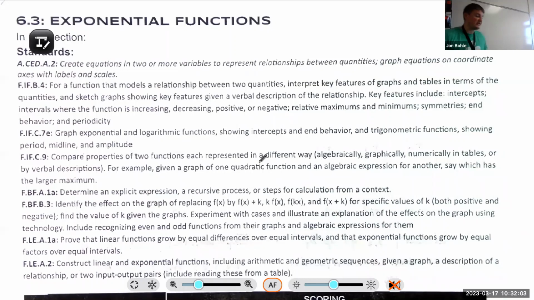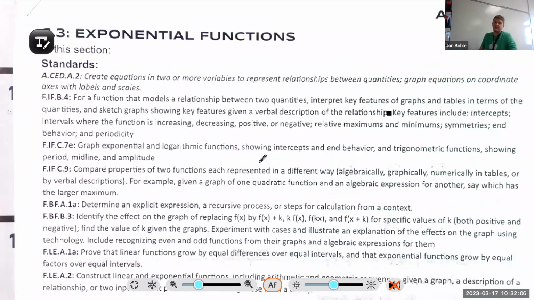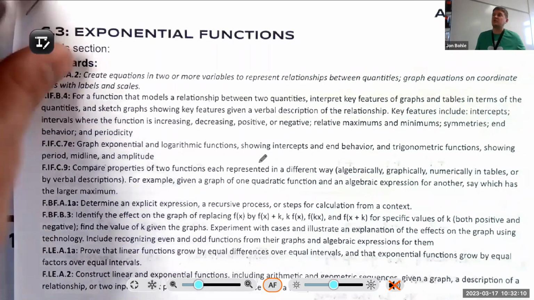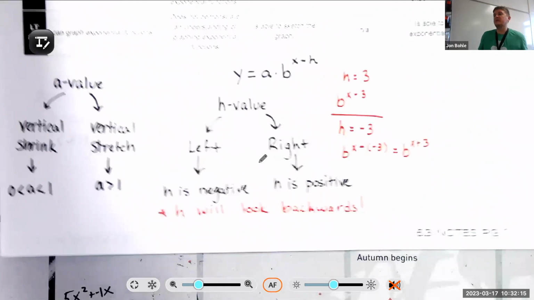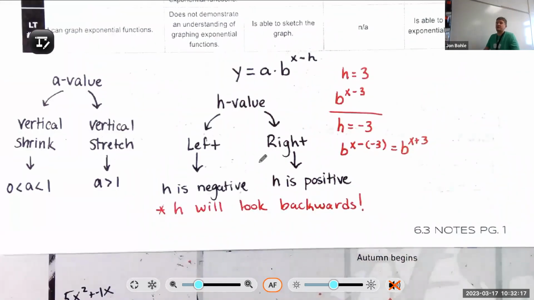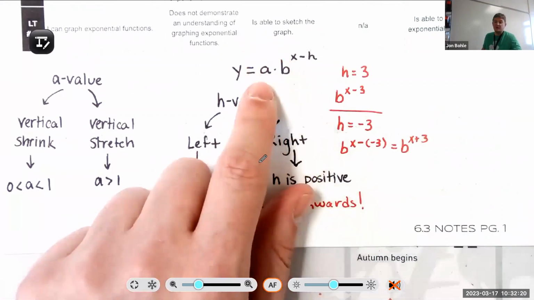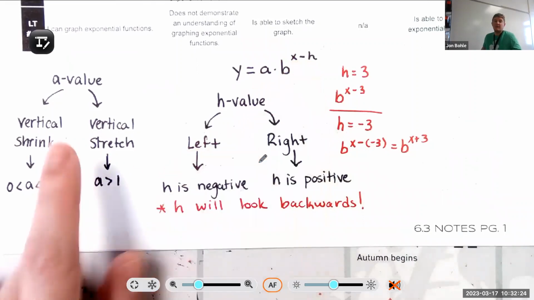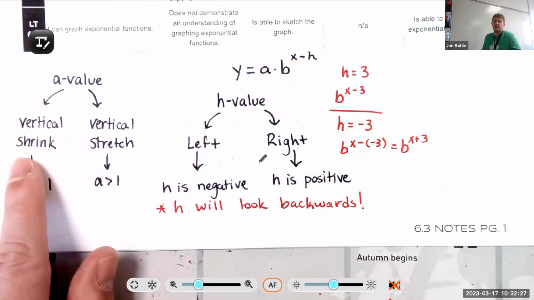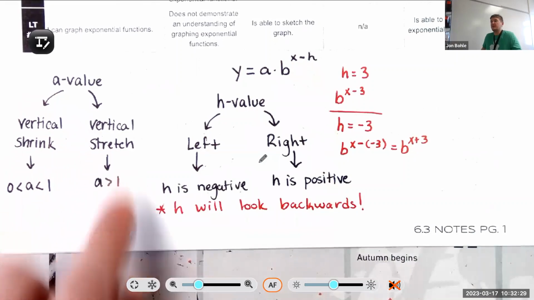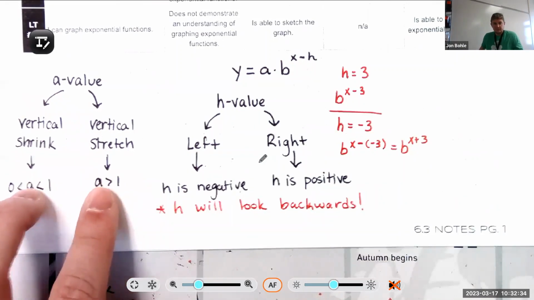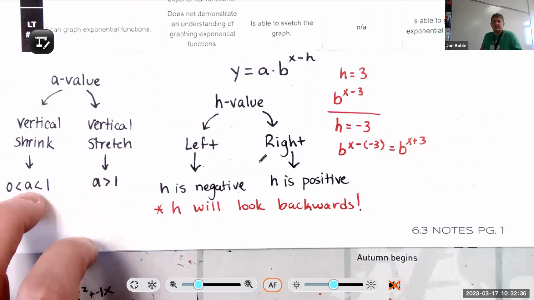All right. Okay. So like I said, last time we worked on exponential functions, we started graphing them, and then we identified two things that transform a general exponential function. This is a summary of those transformations. We started building our function of a times b to the x minus h power. The a value did two things, vertical shrink and vertical stretch, and it depends on the value of a. If a is greater than 1, it's a vertical stretch. If a is in between 1 and 0, it's a vertical shrink.